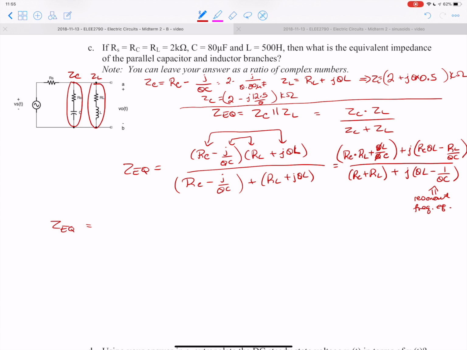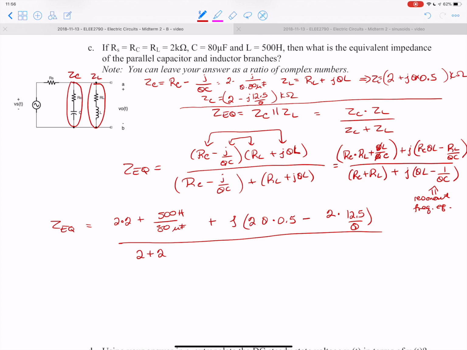So moving back to our equation over here, ZEQ is equal to 2 times 2 plus, and now we have simply the 500 henries divided by the 80 microfarads, which we're going to have to convert in a minute, plus j times 2 times omega times 0.5 minus 2, and now remember we have already figured out what omega C is, so that's equal to minus 2 times 12.5 divided by omega, divided by 2 plus 2 plus j times 0.5 omega minus 12.5 divided by omega.